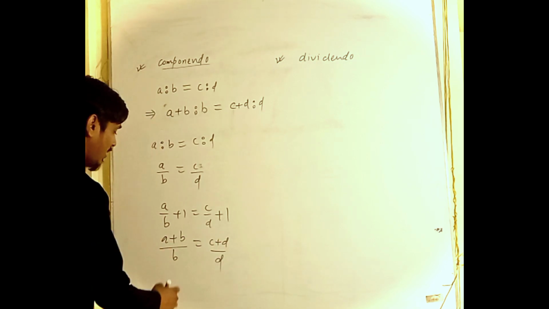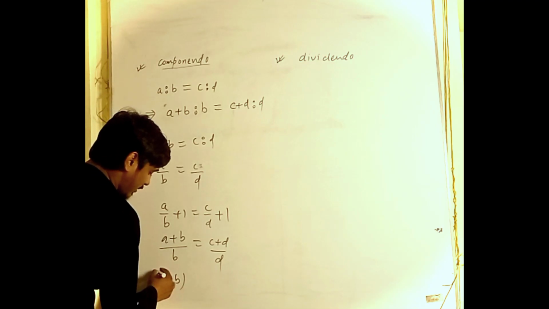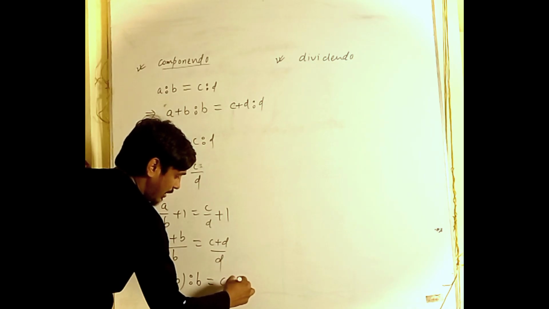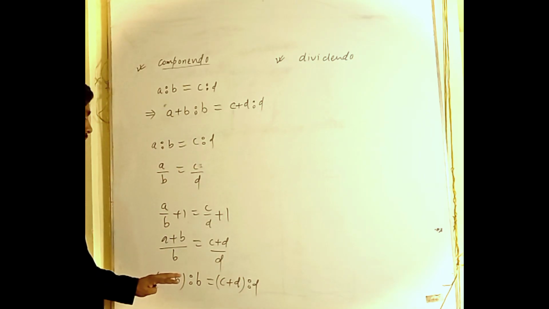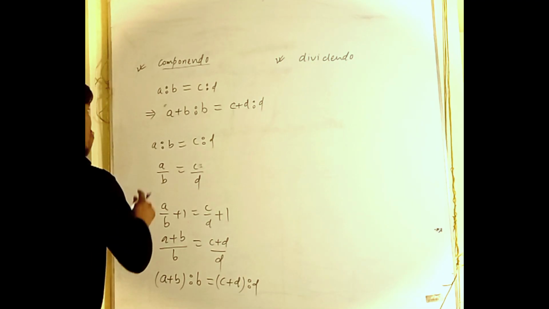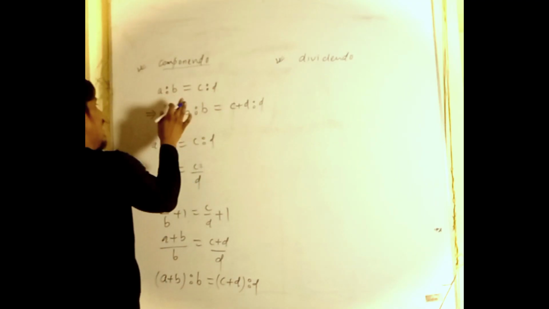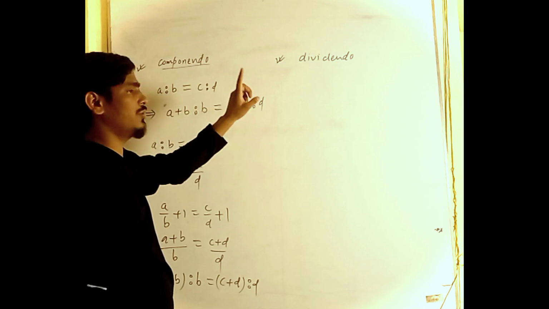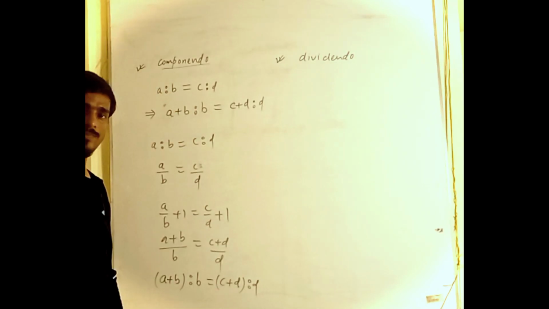And then we can again write this fraction in the form of ratio as A plus B ratio B is equal to C plus D ratio D. So this we call componendo. It means if we have something in the form A ratio B equal to C ratio D, we can write that directly as A plus B ratio B is equal to C plus D ratio D. That is completely equivalent. There is no change in the ratio proportion.